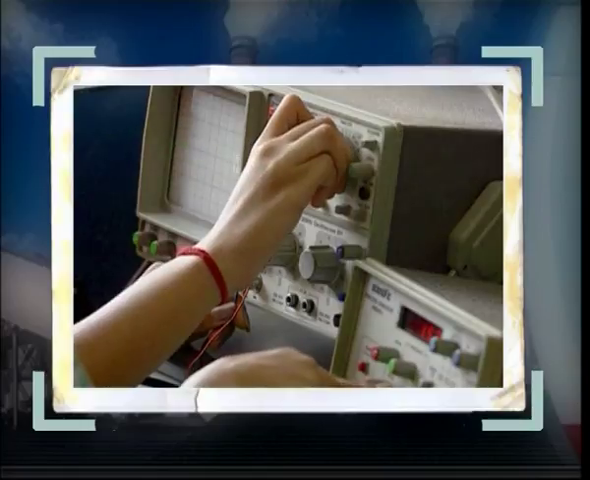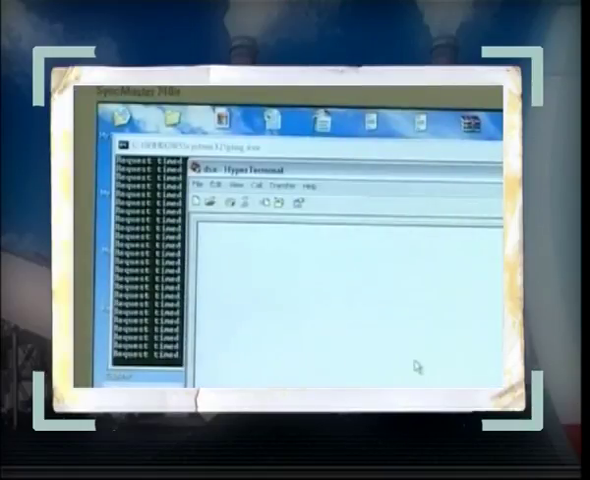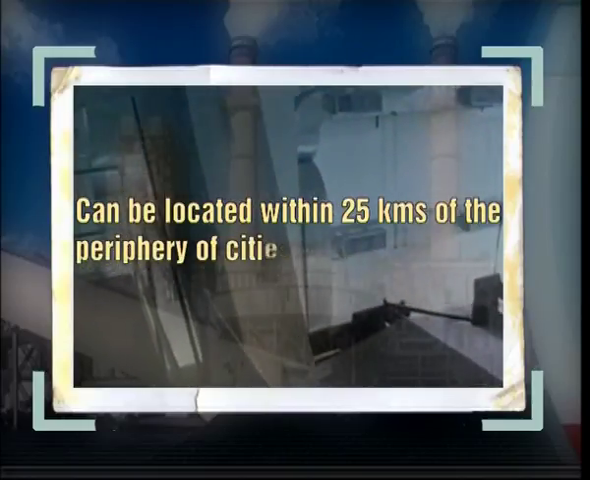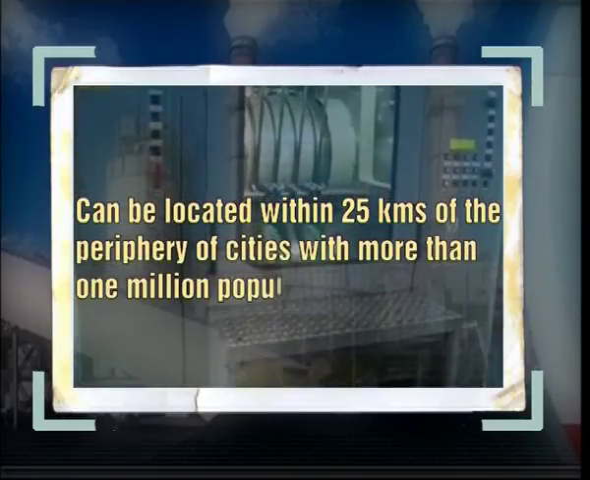Industries of a non-polluting nature such as electronics, computer software and printing can be located within 25 kilometers of the periphery of cities with more than 1 million population. Other industries are permitted only if they are located in designated industrial areas. The exemption from licensing is applicable to all substantial expansion of existing plants.